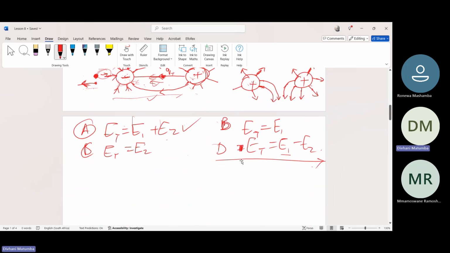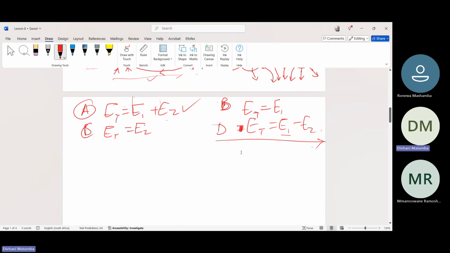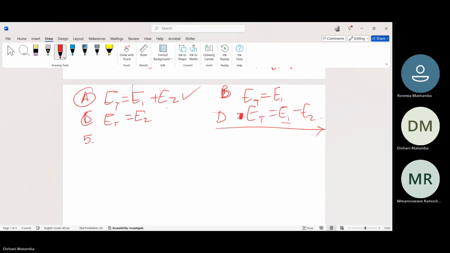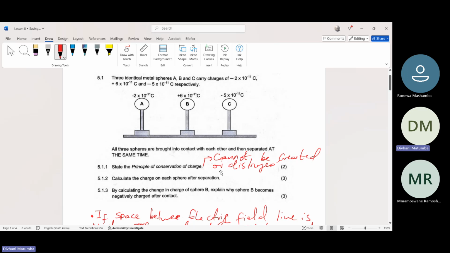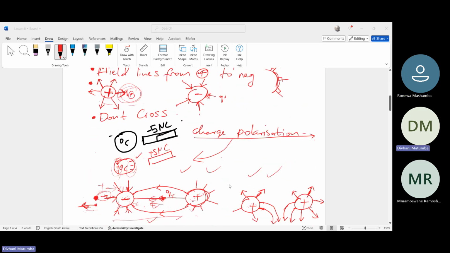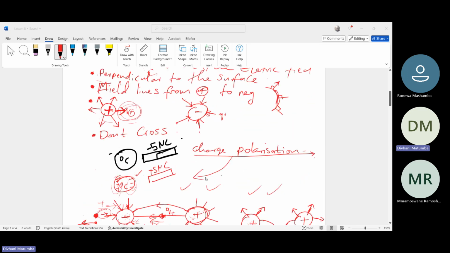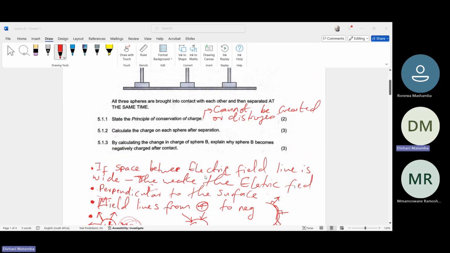What is the formula? So this is 5.1.3. What is the formula? The spheres were all brought into contact and then separated. So I don't know. Mamsani, what is the formula of calculating the charge on each sphere after separation?